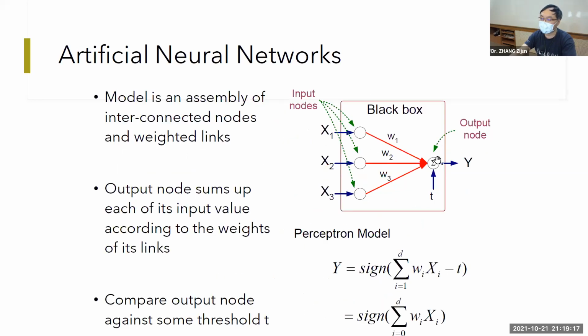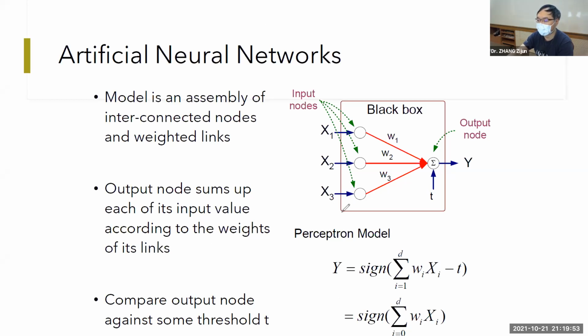So we can see that the model is an assembling of interconnected nodes and weighted links. This is a presentation from a graphical perspective. Mathematically, it indicates a weighted average of information from different nodes and outputs that kind of average to another node. So the output node sums up each of the input values according to the weights of its links, its weighted average, and compares the output node against the sum of the threshold. This is for classification, okay?